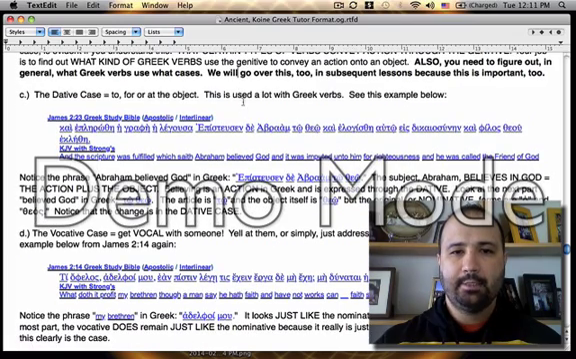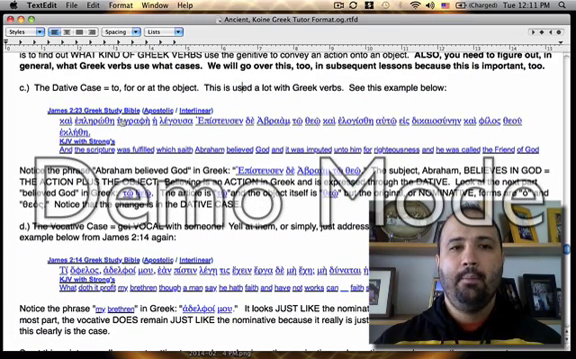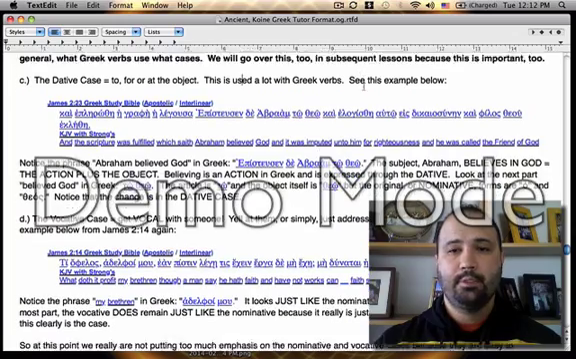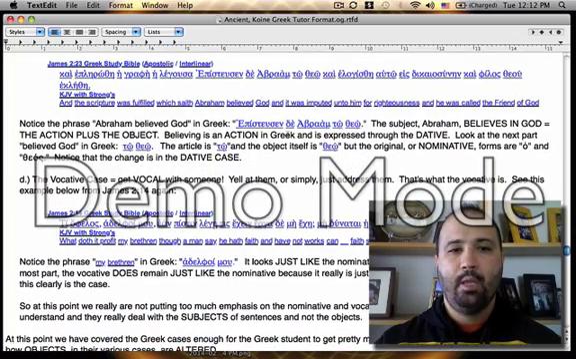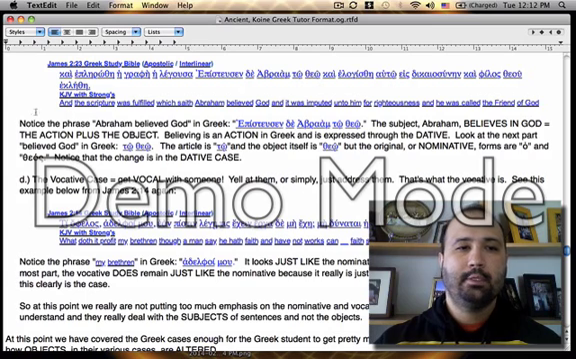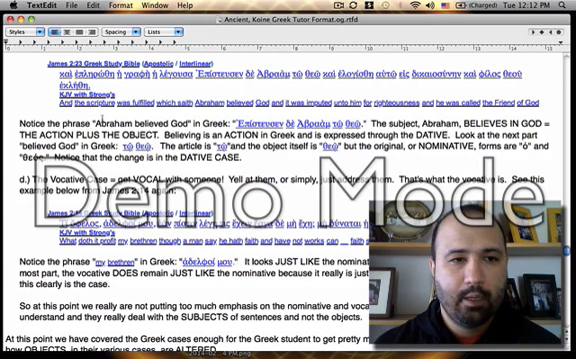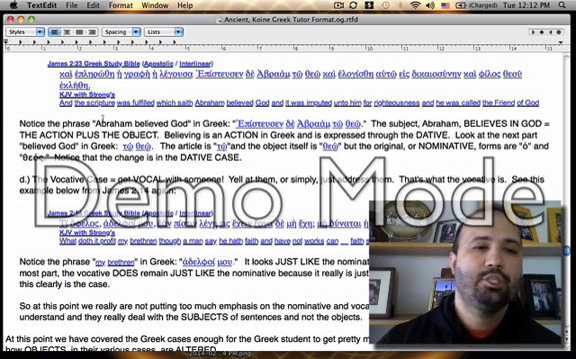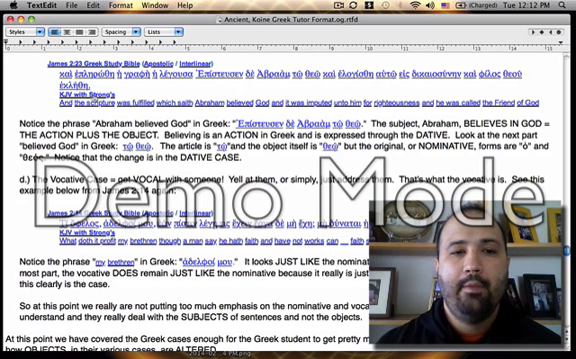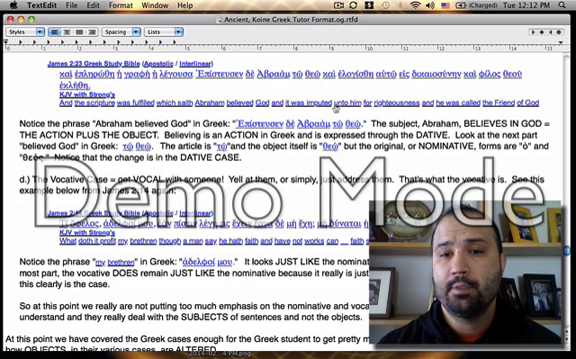Let's go over the dative case now. All right? It means to something, for something, or at something, someone or something, an object, let's say. Okay, this is used a lot with Greek verbs. So, for example, below, in English, we read, here, this is James 2:23. Again, BibleSuite.com. And the scripture was fulfilled, which saith, Abraham believed God, and it was imputed to him for righteousness, etc.